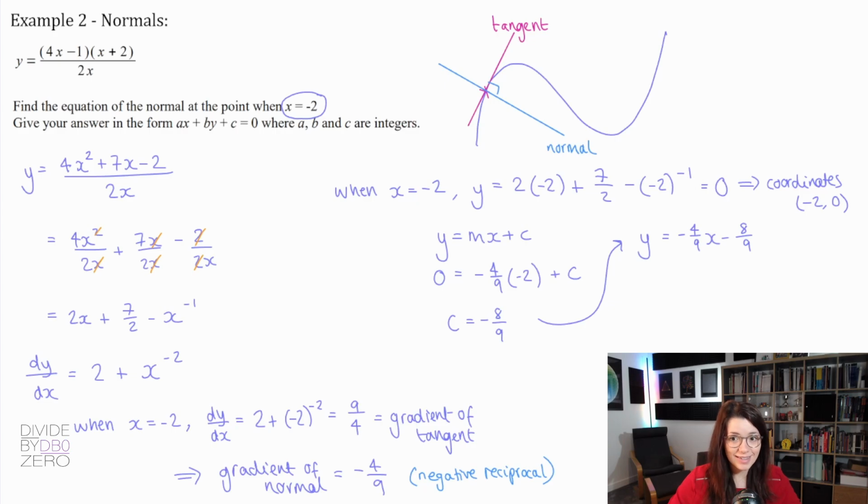That is technically the equation of the normal, but it's not in the right form that they want. They want it to be ax plus by plus c equals 0, where a, b, and c are integers. So in order to do that, we're actually going to times everything by 9 to get rid of those fractions. So when you do that, you get 9y equals negative 4x minus 8. You can then rearrange that, shuffle it around, so it becomes 4x plus 9y plus 8 equals 0 for the final answer.